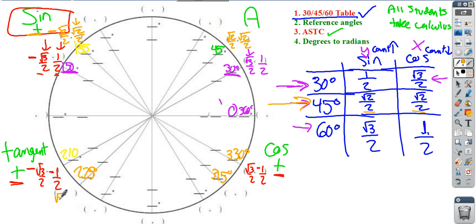Down here we're going to have radical 2 over 2 for both again, but in this quadrant only tangent is positive, so that means both sine and cosine are negative. And then finally in the 315, it's still radical 2 over 2, because this still has a reference angle 45, but only cosine is positive. Cosine is the x, and sine, sorry, that's supposed to be a negative right there. Sine is the y, so sine is negative.